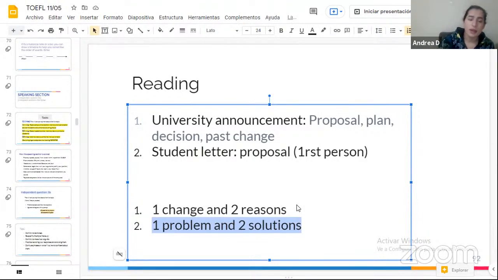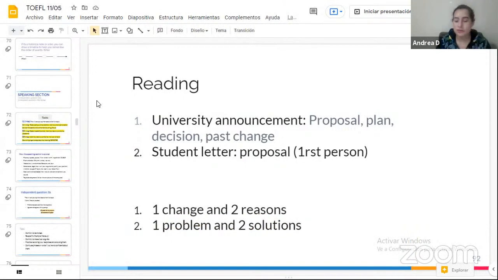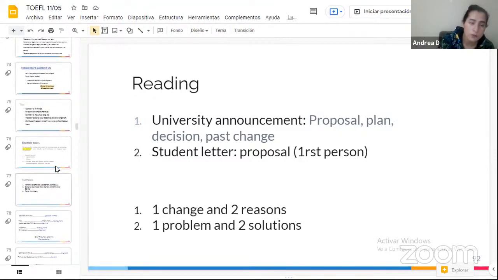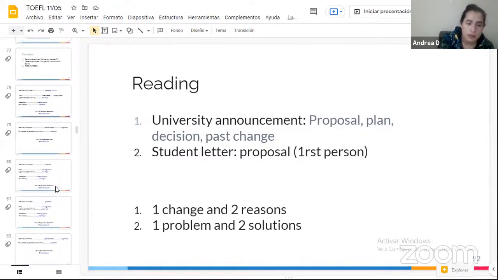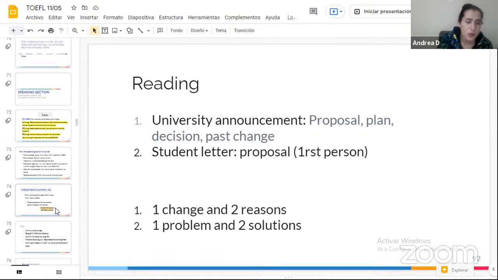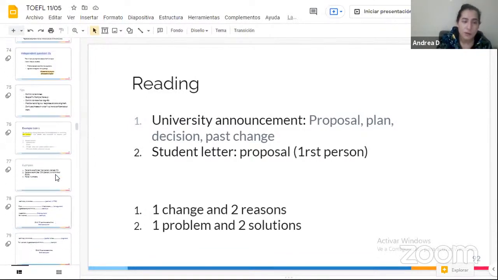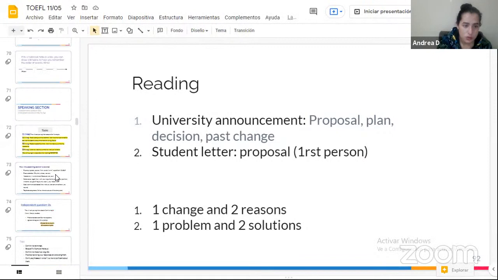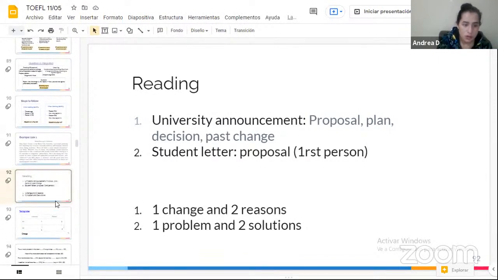So that's all the types of reading text that you could face or you could find in this task. Okay, so that okay? Any questions? All right then. Now the listening will always be the same thing. Two students discussing the change.